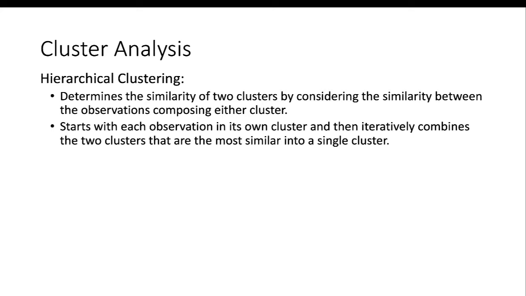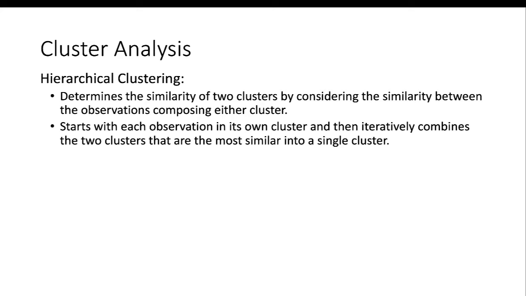There are 2 clustering approaches. The first one is the hierarchical clustering approach that starts with each observation in its own cluster and then iteratively combines the 2 clusters that are the most similar into a single cluster. So at each iteration, the algorithm increases the level of aggregation by decreasing the number of distinct clusters. Hierarchical clustering determines the similarity of 2 clusters by considering the similarity between the observations composing either cluster.